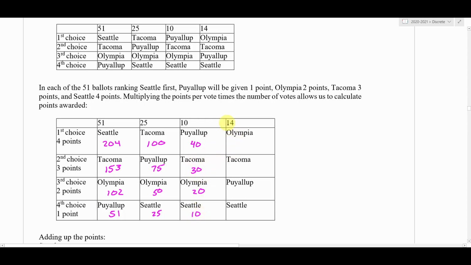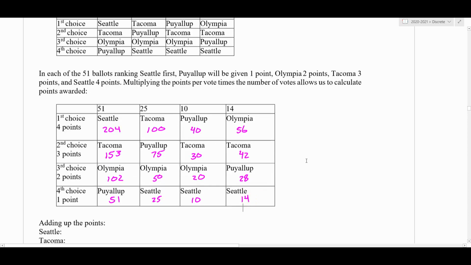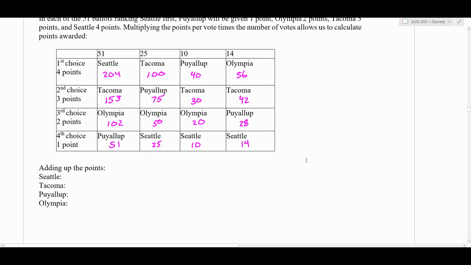All right, last column here. So 14 first place votes for Olympia. So we do 14 times 4, which is 56 points. And then 14 times 3, which is 42 points. And then 14 times 2, which is 28 points, and then 14 points down here for Seattle. Okay, so we've got all the points assigned to the different positions on the preference schedule. Now we just got to go through and add them up.